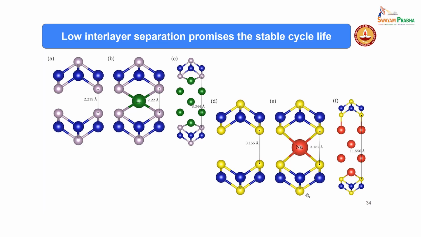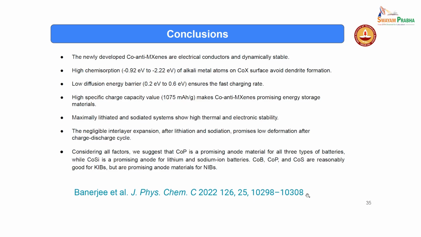So as a whole, these are the points that we learned today. First, the newly developed cobalt antiamazines are electrical conductors and dynamically stable. So they are very good conductors, so we can use them. Similarly, we observed high chemisorption. That means they will not form any dendrites on the system. Next, a low diffusion energy barrier is observed for all of them. Since there is a low diffusion energy barrier, that means fast charge-discharge rates will be there.